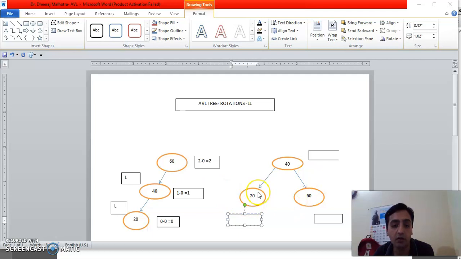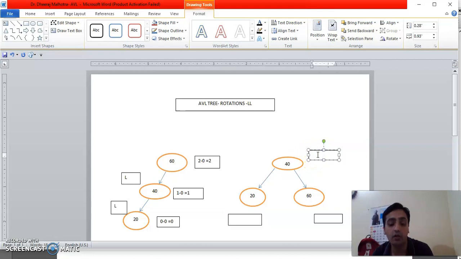This is called LL rotation, and after applying it, you can notice that the balance factor will automatically get balanced. For example, for 40 the height of the left subtree is 1, the height of the right subtree is 1, because there is one child here, and 1 minus 1 is 0. For 20 there is no left child, there is no right child, so the height of left subtree minus height of right subtree is 0. For 60 similarly we have 0.